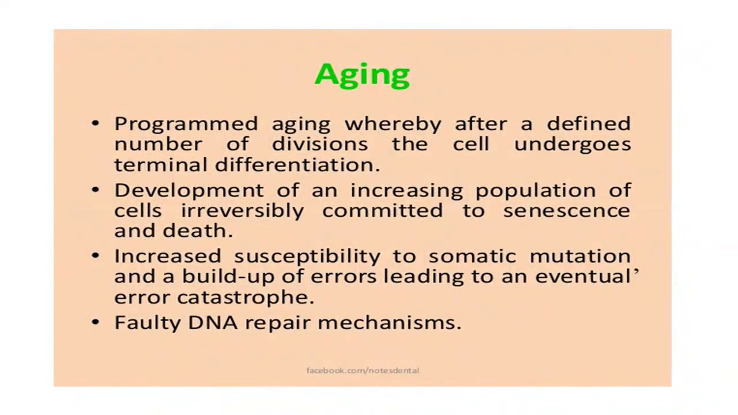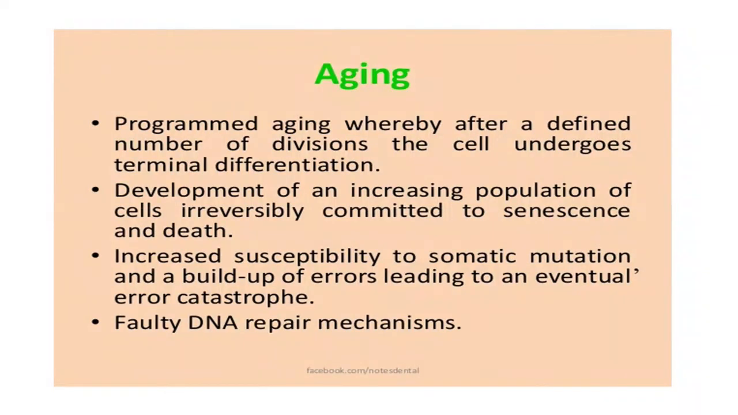Aging, programmed aging, whereby after a defined number of divisions, the cell undergoes terminal differentiation. As you are aging, your cells undergo what we call terminal differentiation. Some of them will be dying, a few will be replicated, some of them will be dying. That's what brings about shrinking of the skin and all that. Development of an increasing population of cells irreversibly committed to senescence and death. Whenever you have this increasing population of cells that are dying and can never be reversed, it means the individual is moving gradually to their grave.